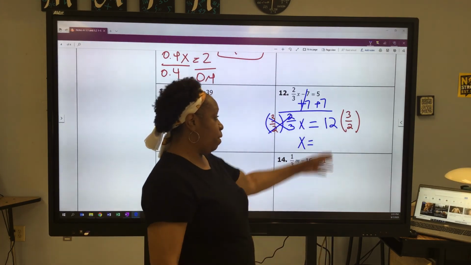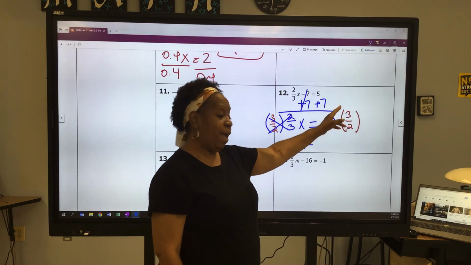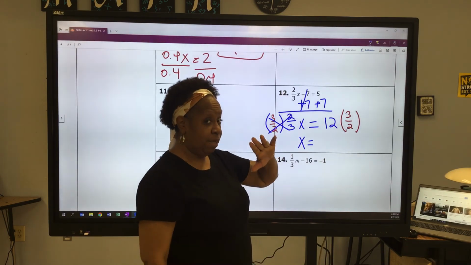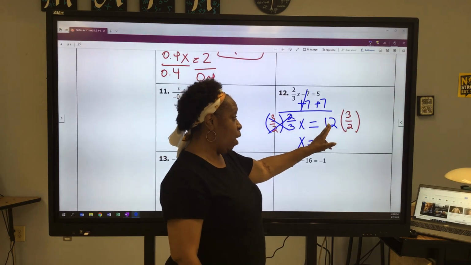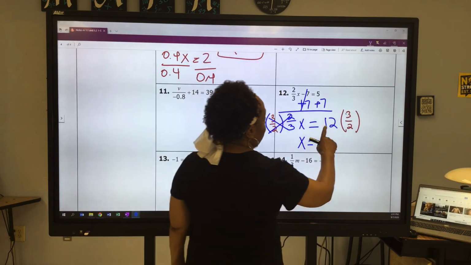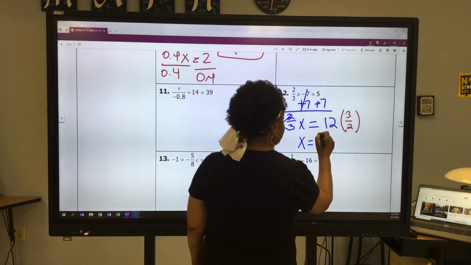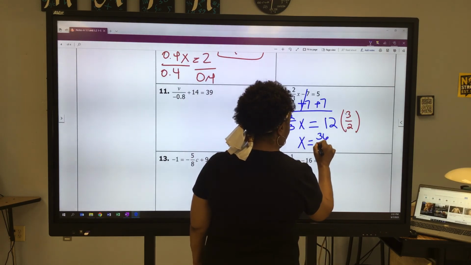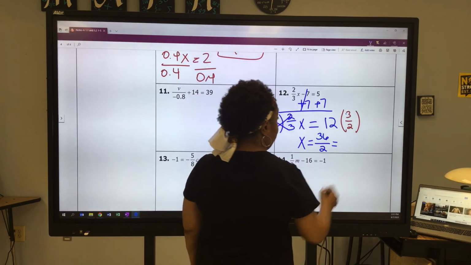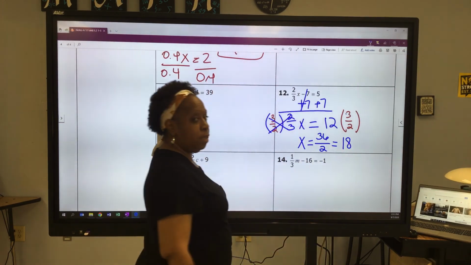The easy way to do this: your whole number times your numerator, that's the top number, and then divide by the bottom. I apologize, guys. Whole number times the top, then divide by the bottom, okay? So I have 12 times 3, that's 36. 36 divided by 2, that's going to be what? Right, 18. There's a lot of 18s today. So x equals 18.